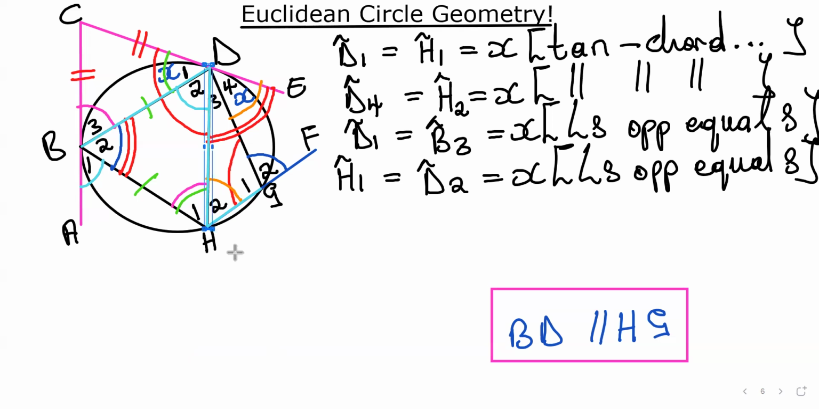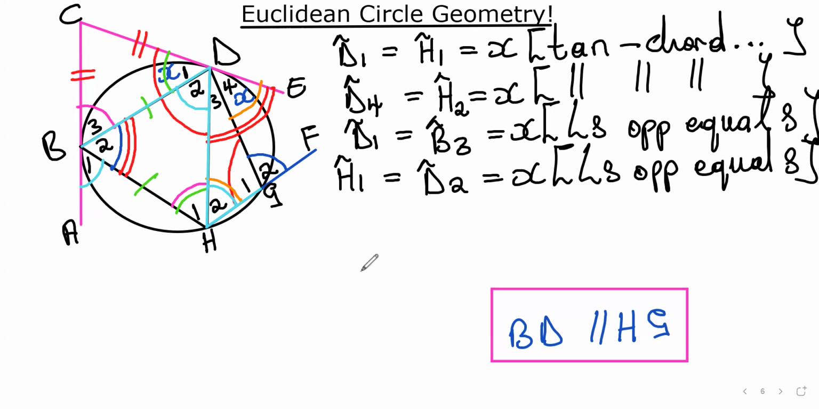Okay, so here we can see a Z shape. If we can prove that angle D2 is equal to angle H2, then we have proven that BD is parallel to HG. And as a matter of fact, we have already done that. We just said H2 is x. We also said D2 is x.